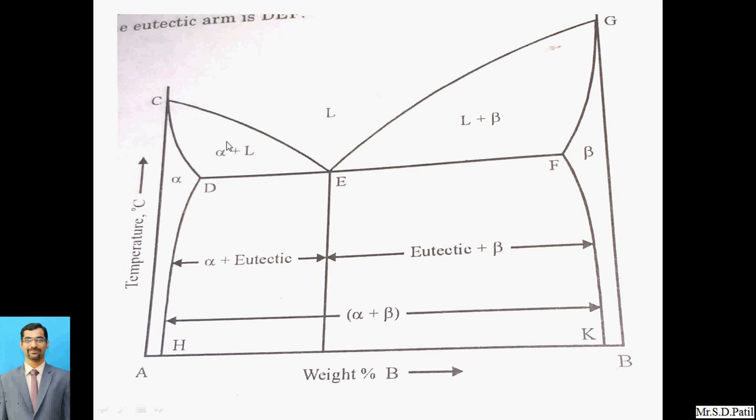In the previous case, these are the straight lines and only this particular curve is there. But now when partial solubilities occur, this curve is generated. That is CDH, and here GFK. This curve we are getting, and this alpha term. So what are these terms? We will just see.